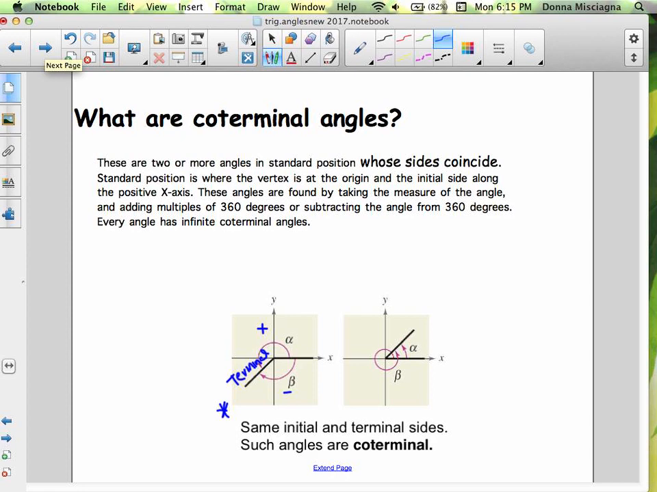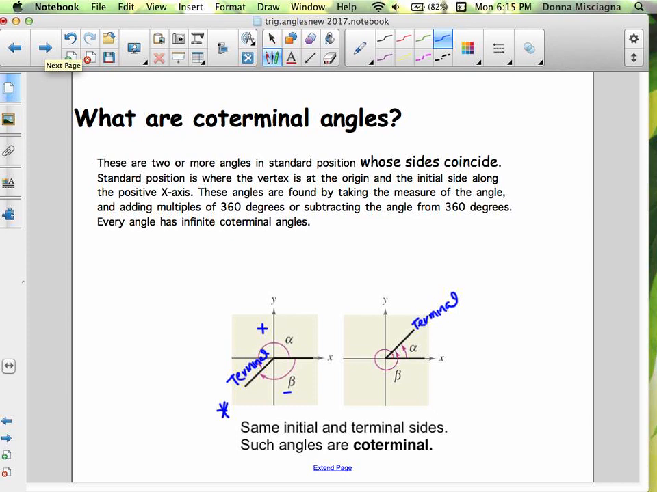Alpha and beta here are both positive angles. One of them is just much larger than the other. Right? So alpha is an angle less than 90 degrees. Beta is more than 360 degrees. But they both end in the same spot. So because they both end in the same spot, they are coterminal.